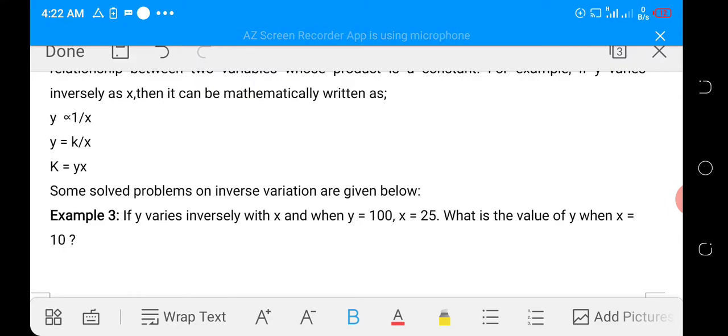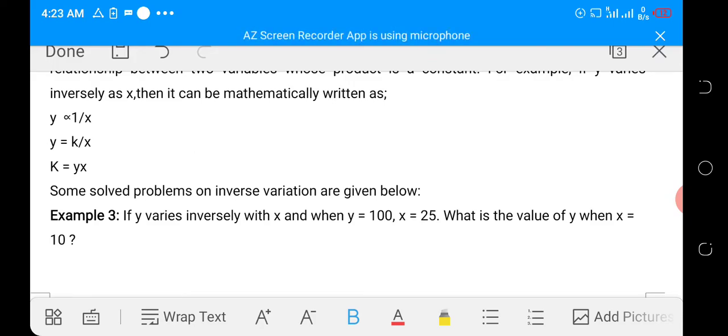Now, when the variation sign is changed to is equal to, then we have a constant of proportionality k. So y is equal to k over x. Then making k the subject of the formula here, we have k is equal to yx. That is, k is the product of y and x. The product of the two variables is a constant. Let us look at examples.